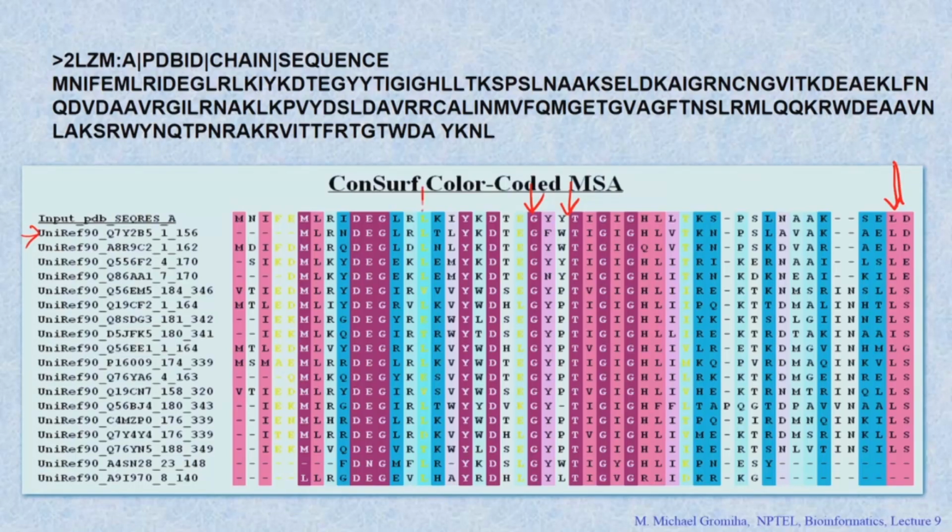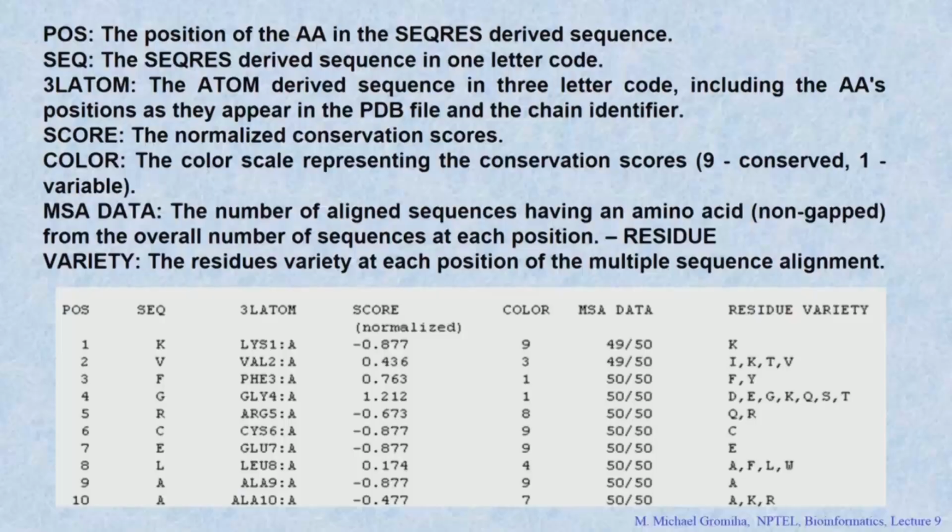For example, if you see, this one is occupied with leucine, glutamic acid, threonine, aspartic acid and valine, right. There are various residues occupying this particular position. So, this will clearly tell you which residues are conserved and which residues are variable. Then we give the text file, this will give complete details.